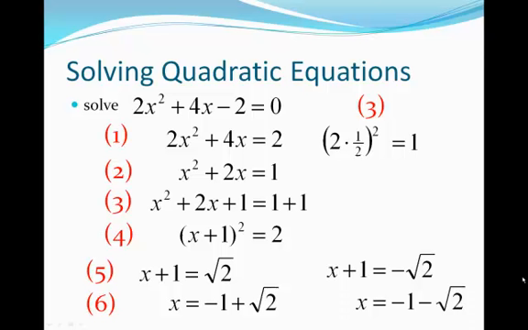So you can see that this method, even though it has a lot of steps in it, really takes advantage of factoring and the square root property. It really puts the two together.